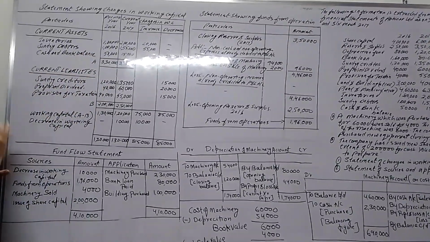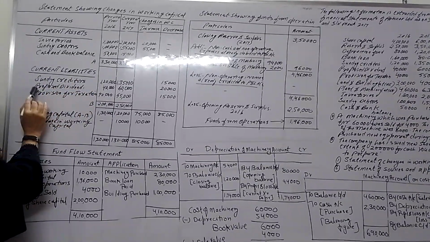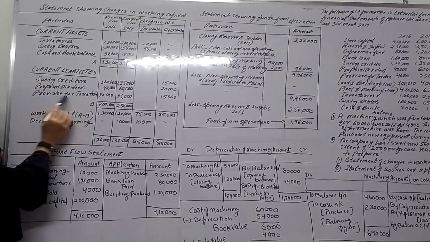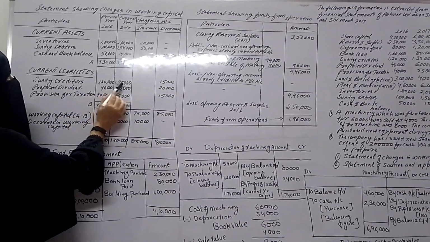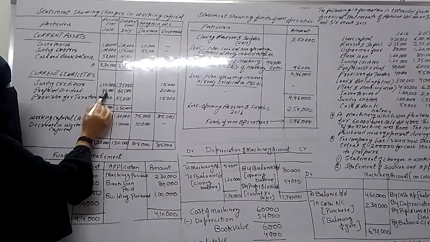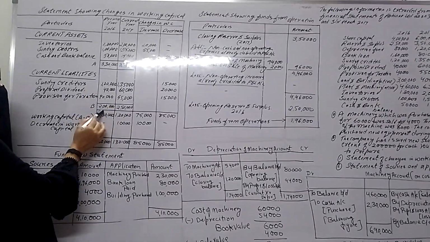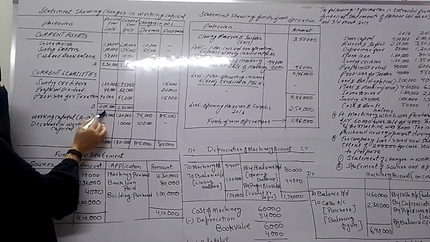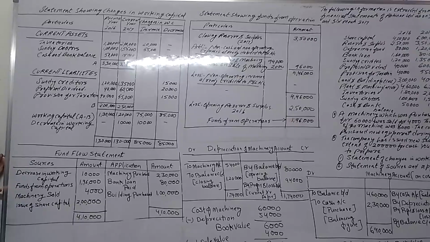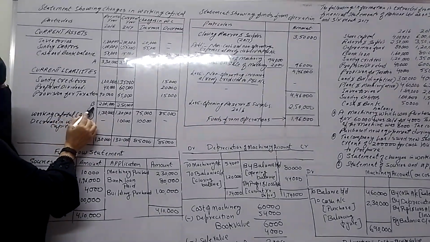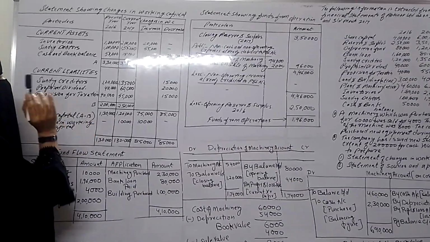Now next is current liabilities. Under that first we have sundry creditors, proposed dividend, provision for taxation. 2016 creditors 1,20,000 and 1,35,000, proposed dividend 40,000, 60,000, provision for taxation 40,000 and 55,000. Total of current liabilities 2016 is 2 lakh, 2017 is 2,50,000, and we are representing current liabilities as a symbol B. Current assets A, current liabilities B.